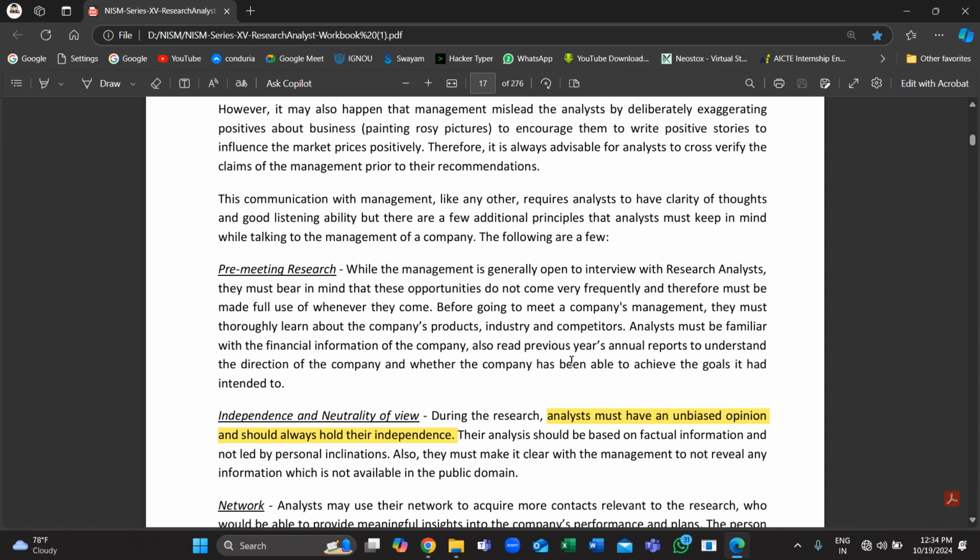Before going to meet a company's management, they must thoroughly learn about the company's products, industry, and competitors. Analysts must be familiar with the financial information of the company. Also, read previous years' annual reports to understand the direction of the company and whether the company has been able to achieve its goals or not. So, you have to do thorough research before talking to the company management.